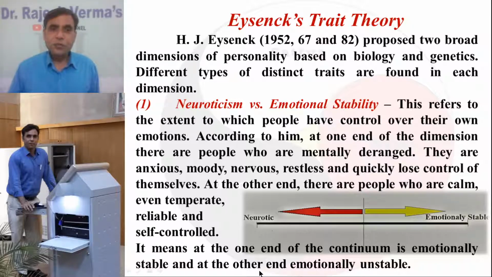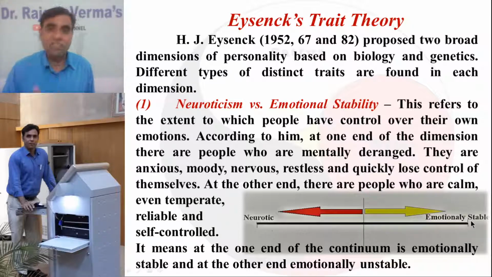This refers to the extent to which people have control over their own emotions. That is, emotions are the basis of this dimension. At one end of the dimension, there are individuals who are emotionally stable. At the other end of this continuum are people who are mentally deranged. See, this is your emotional continuum. The moment you move this way, at this end, people are emotionally stable.